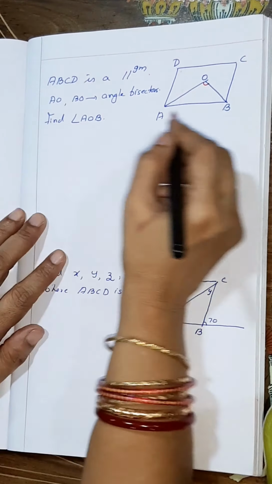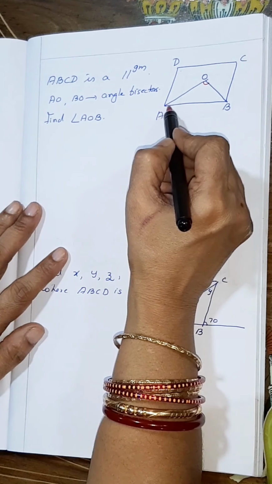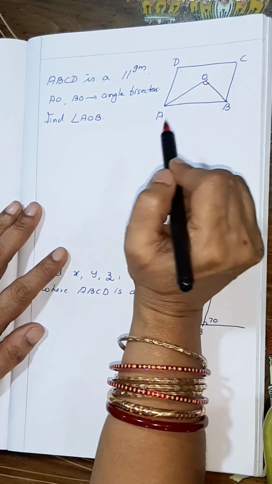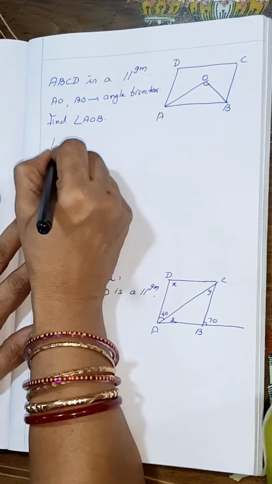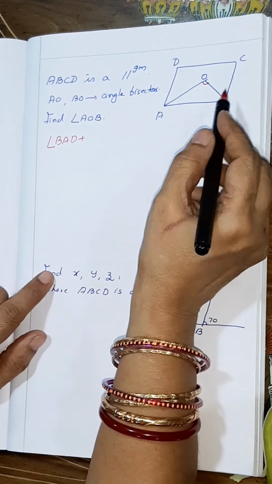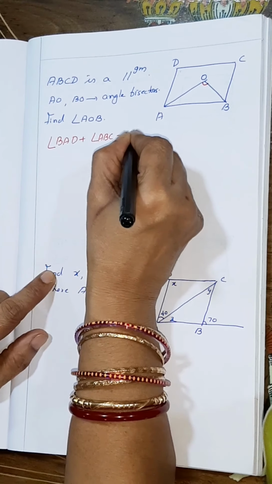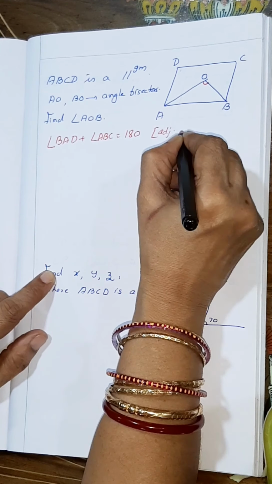So now we know these two sides are parallel. So this angle plus this angle will become co-interior angles, and they are supplementary. So angle BAD plus angle ABC is equal to 180. Adjacent angles are supplementary.